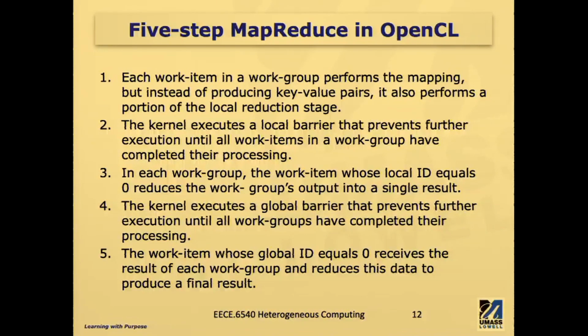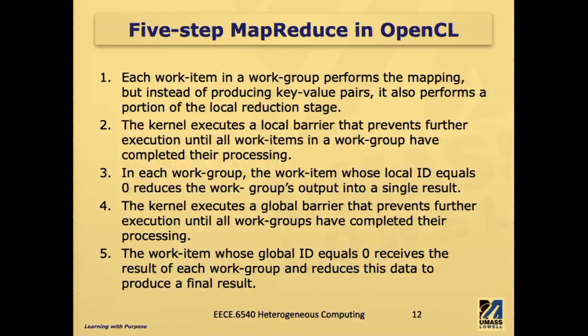These are the 5 steps. First, the work item in a work group performs the mapping. Instead of just producing the key value pairs, it also performs a portion of the local reduction stage. For several reasons, one of them is the memory contention of the global memory throughput, and also by using local memory, you can benefit from higher speed access.